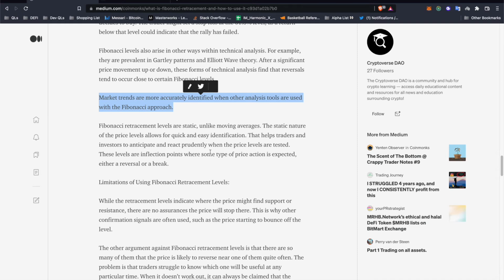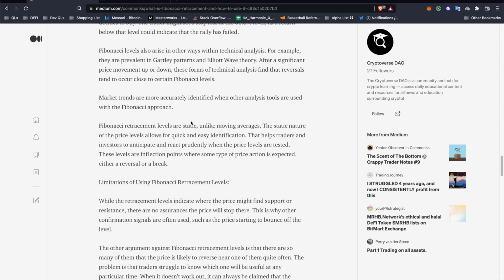Fibonacci retracement levels are static, unlike moving averages or anything like that. What that basically means is they're not dependent on fluctuations of price, right? So like a moving average averages movement of price. An RSI, relative strength index, basically presents momentum based off of data, and that data is the fluctuation of price or the movement of price.